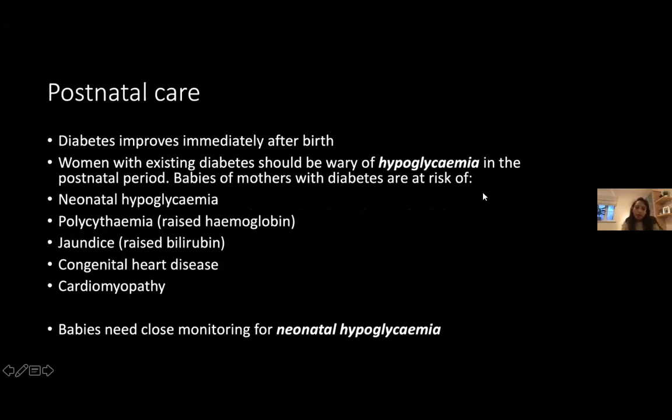And so postnatally, if women have gestational diabetes, it tends to just improve after birth anyway. And they need to be really aware of hypoglycemia in the postnatal period. And so the babies of mothers with gestational diabetes have a risk of developing neonatal hypoglycemia, polycythemia, jaundice, congenital heart disease, and also cardiomyopathy. And yeah, they need close monitoring for neonatal hypoglycemia. It's very important.